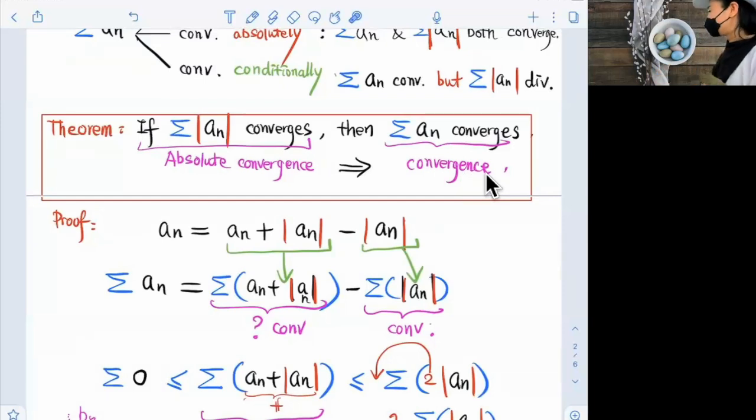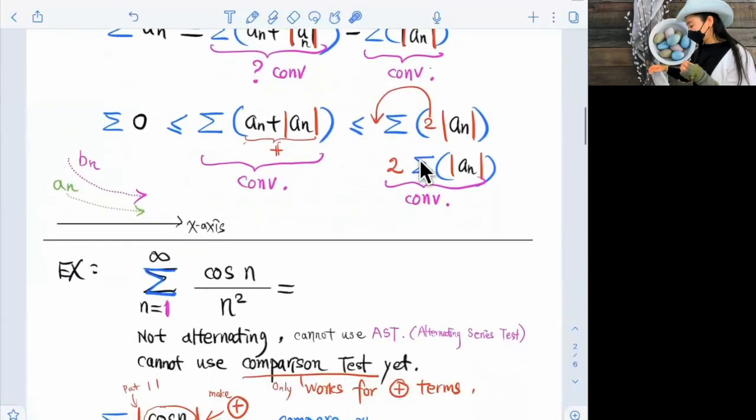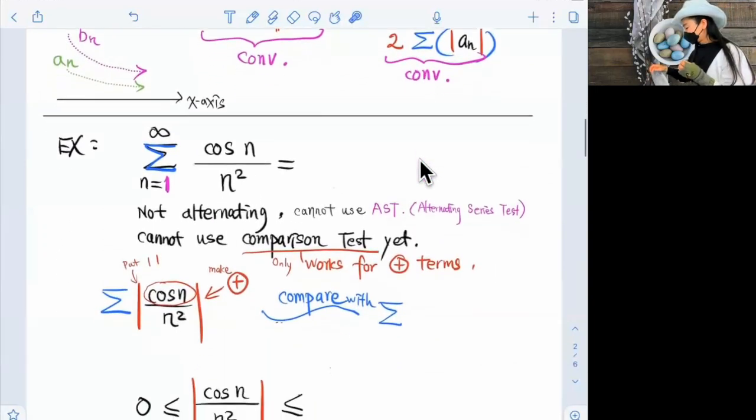Okay. Now repeat after me, everyone. Absolute convergence implies convergence. Okay, good. All right. Does it go the other way? No, it doesn't. Okay, great. So it is a stronger kind of convergence. Okay. Now let's try to use this one.